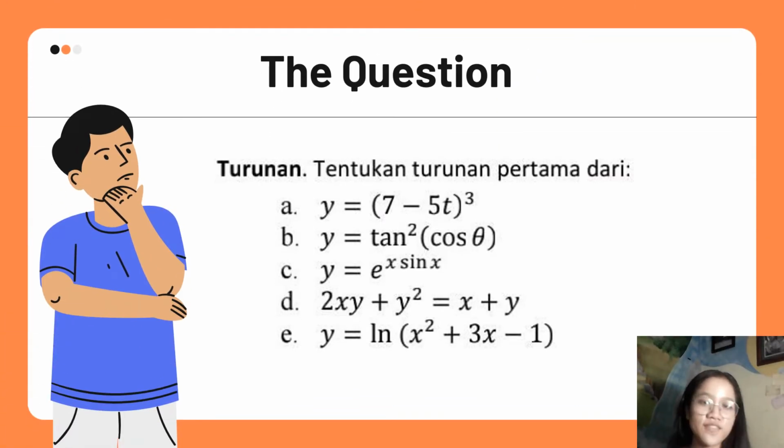So, in the questions given, we are going to find the derivative of A, B, C, D, and E. But in this chance, I will only tell you about the solutions of number A, B, and E. And we will use the chain rule to find the solutions of the questions number A, B, and E.